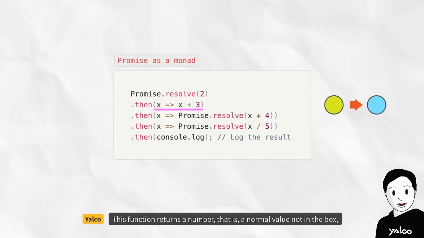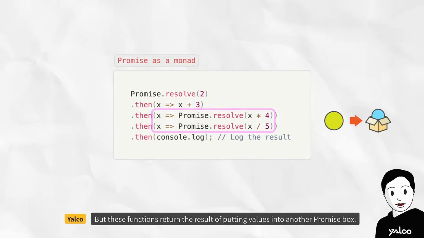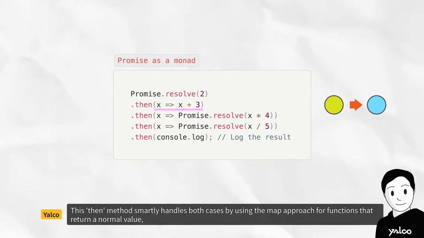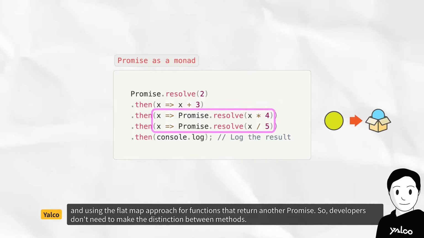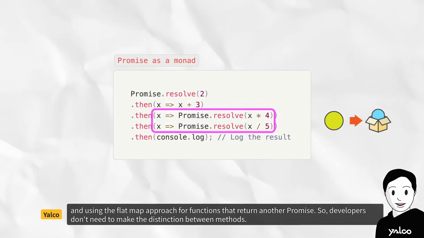This function returns a number, that is, a normal value, not in the box, but these functions return the result of putting values into another promise box. This then method smartly handles both cases by using the map approach for functions that return a normal value and using the FlatMap approach for functions that return another promise. So, developers don't need to make the distinction between methods.